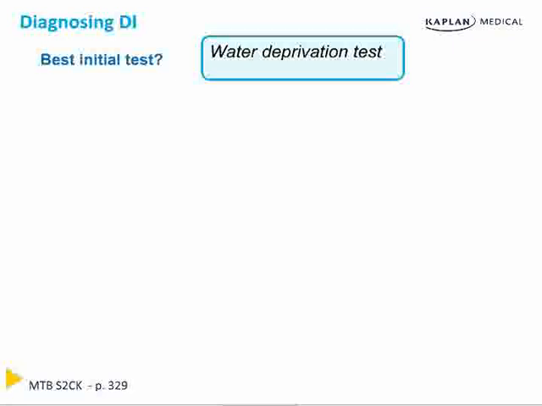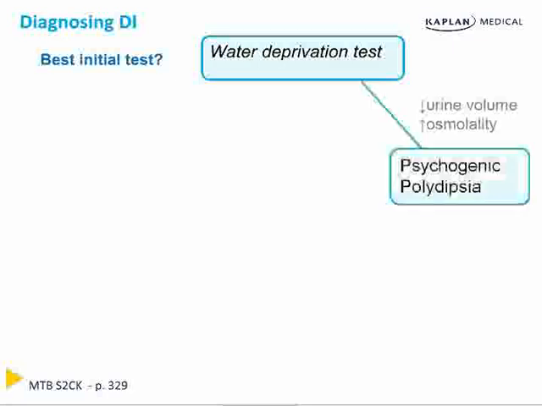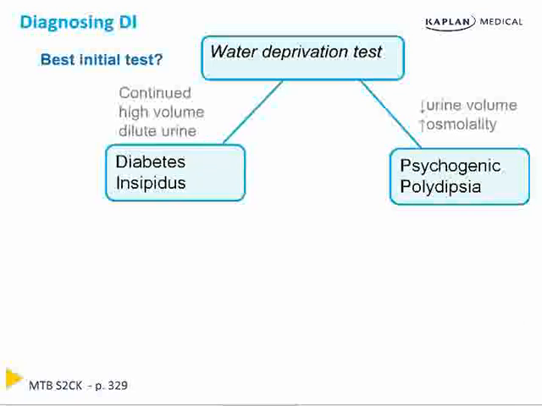If, after depriving the patient of water, they decrease their urine volume and increase their urine osmolality, that makes the diagnosis of something called psychogenic polydipsia, which is basically a nice way of saying somebody drinks too much water for psychiatric reasons. The problem is not with production or effect of antidiuretic hormone. If, on the other hand, after depriving a patient of water, they continue to have high volume, dilute urine, that makes our diagnosis of diabetes insipidus.